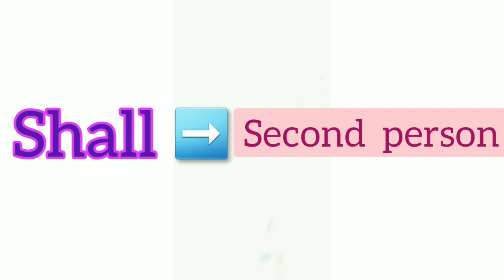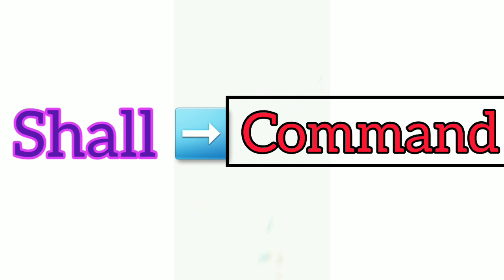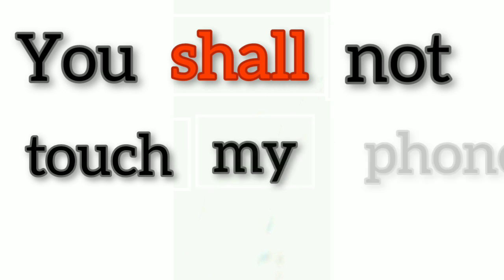This doesn't mean that shall cannot be used with second person and third person. Shall can be used with second person and third persons, but only in different or specific situations, when we want to convey a certain shade of meaning. For example, shall can be used with second person when we want to convey command. Here's an example for you. You shall not touch my phone again.